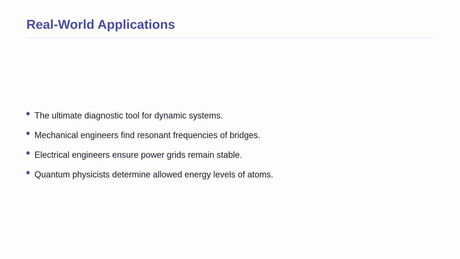Now that we have calculated these polynomials, why do we care? In the real world, the characteristic polynomial is the ultimate diagnostic tool for dynamic systems. Mechanical engineers use it to find the resonant frequencies of buildings and bridges. If the wind hits an eigenvalue, the structure could collapse. Electrical engineers use it to analyze circuits and ensure that power grids remain stable under sudden changes in demand.